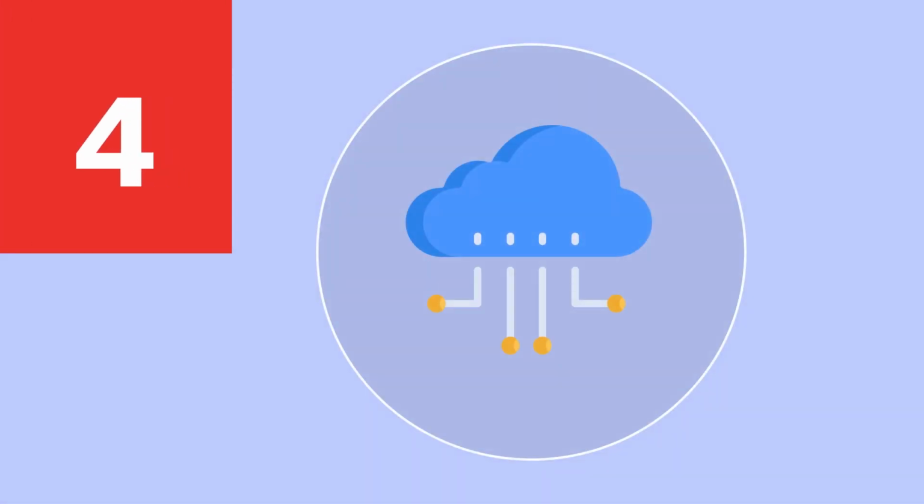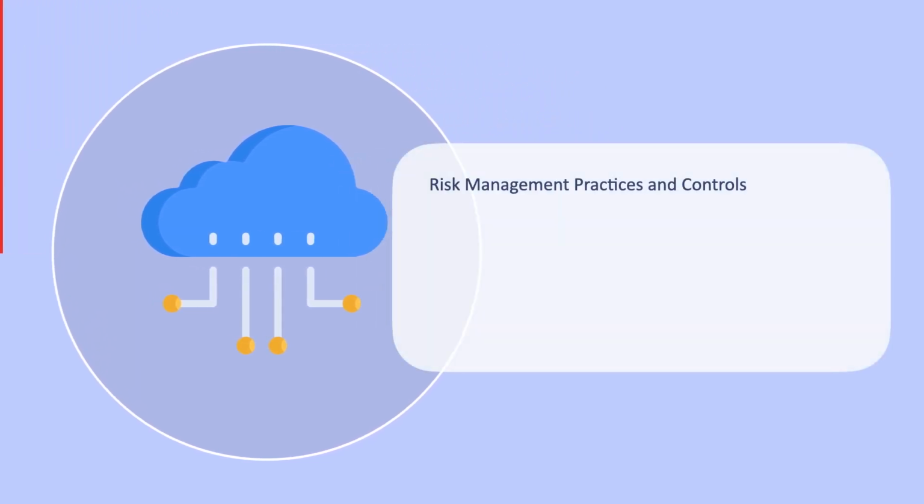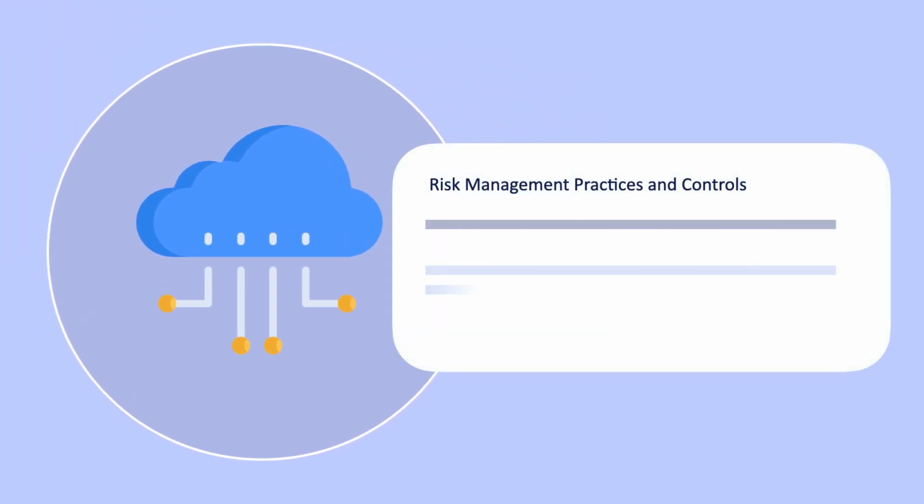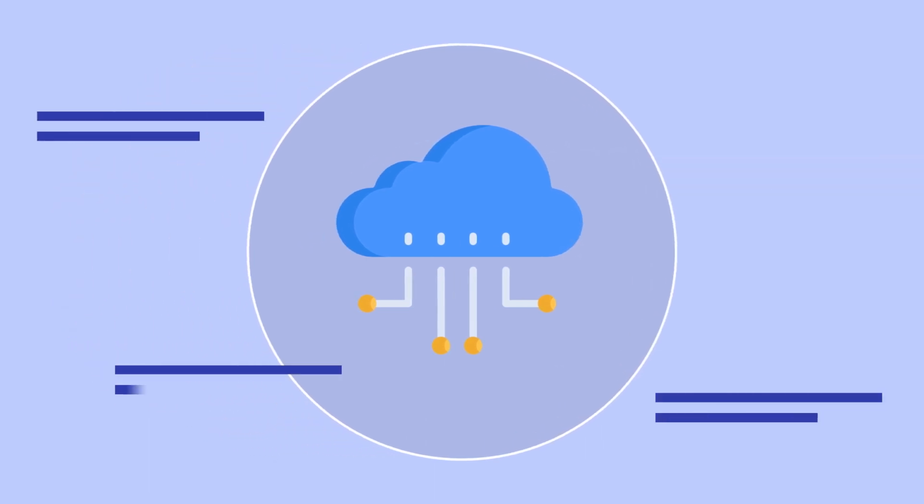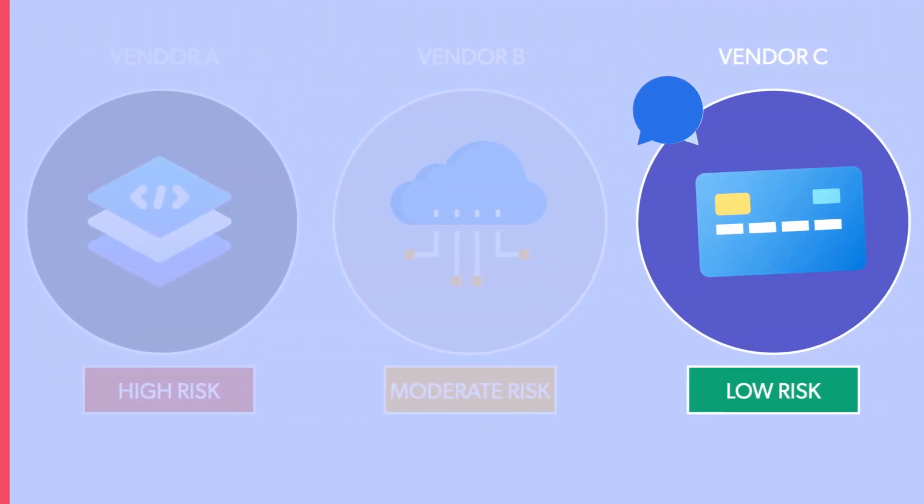Step 4. Additionally, have the vendor complete a risk questionnaire, asking specific questions about the vendor's risk management practices and controls and obtaining detailed information for consideration during due diligence. Step 5. Request additional information as needed.